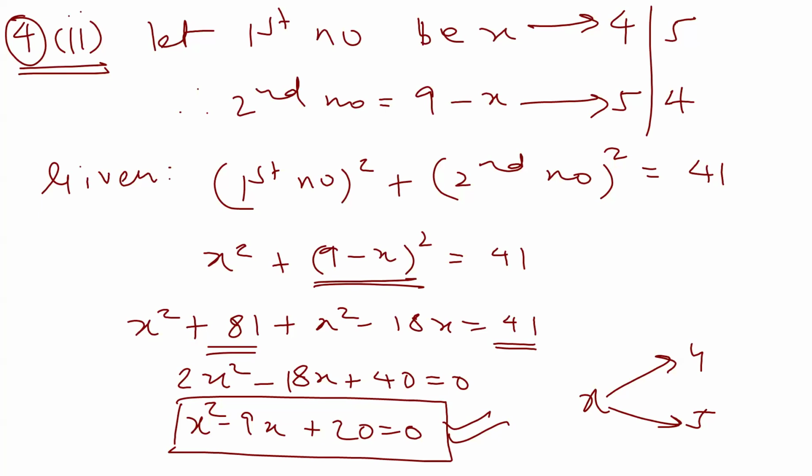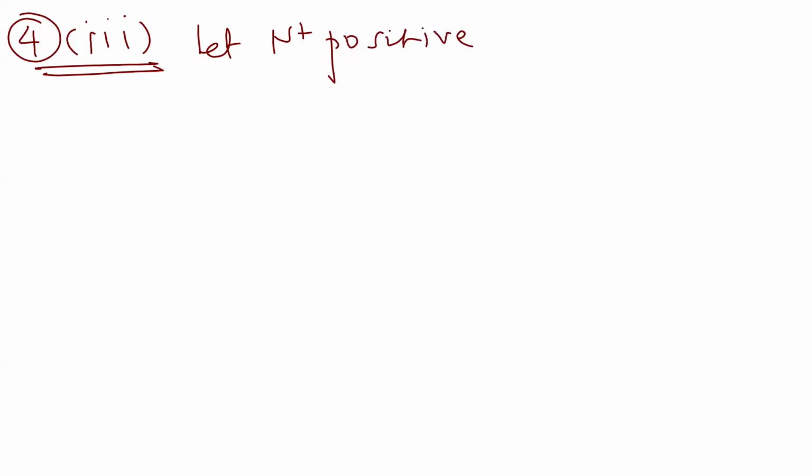Third question, question number 3. Okay, so let us read this problem. The sum of the squares of two consecutive positive even integers is 340. Find the integers. So let first positive even integer be x. Now x cannot be odd. We have assumed, we use let over here. So it's basically an assumption that x is a positive even integer.